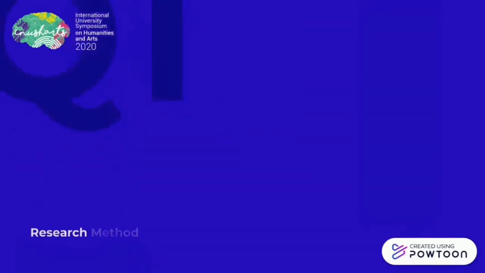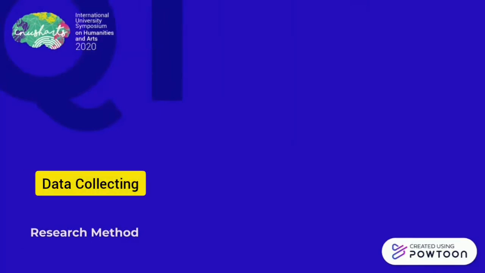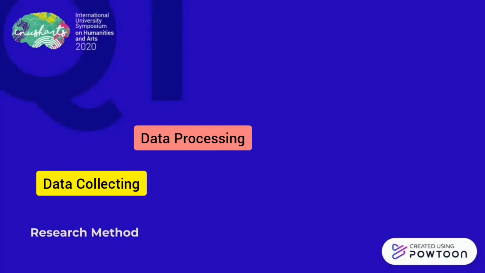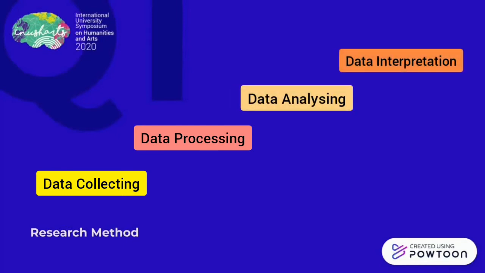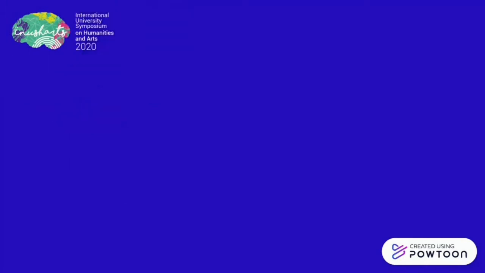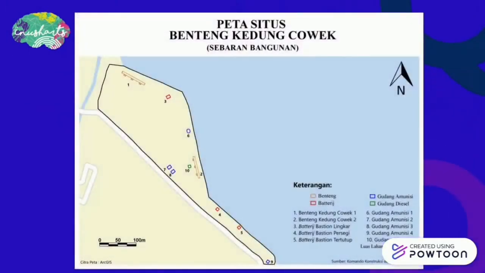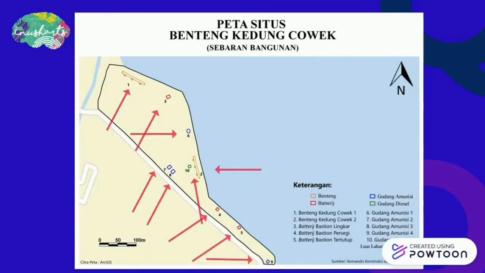Now, about the research method. This research is structured based on the framework of archaeological methods carried out through the stages of data collecting, data processing, data analyzing, and data interpretation. This is the map of the Fort Kedung Cowek compound. The buildings are grouped into main fortification buildings, supporting fortification buildings, and ammunition warehouses.